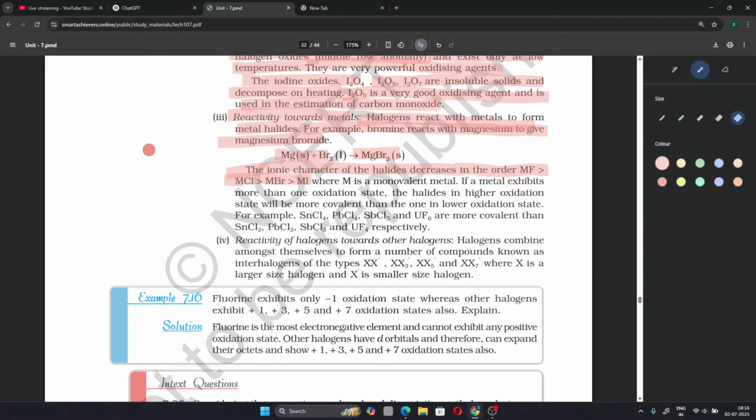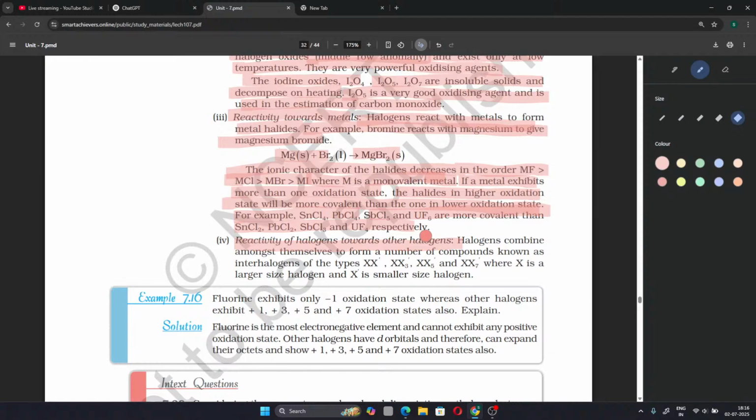Only at low oxidation state are there high chances of ionic character. This ionic character also decreases as we go down the group, with metal iodide having the least, where M is a monovalent metal. Monovalent means it has only a +1 oxidation state. If a metal exhibits more than one oxidation state, the halides in the higher oxidation state will be more covalent than those in the lower oxidation state. For example, tin. I think I read this as well yesterday.